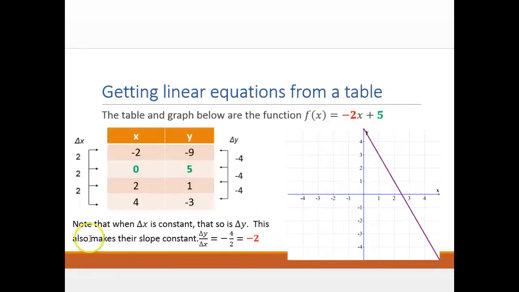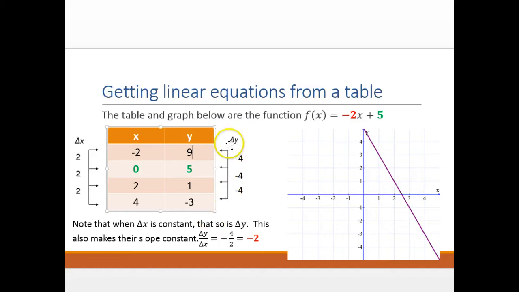I can also do this with a table. If I look at a table, we don't necessarily have to plot these points, but we can look at it again. We notice the delta x is consistent. It's 2 all the way down. If we look at the delta y, we're going down 4 all the way. Sorry about that. I have some wrong data values in here. That should be a 9. I apologize. So we have 9, 5, 1, and 3. The delta y is negative 4 all the way down.